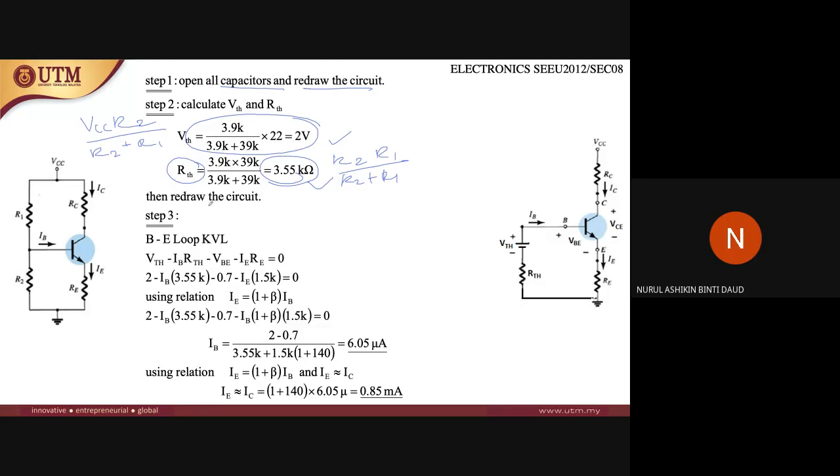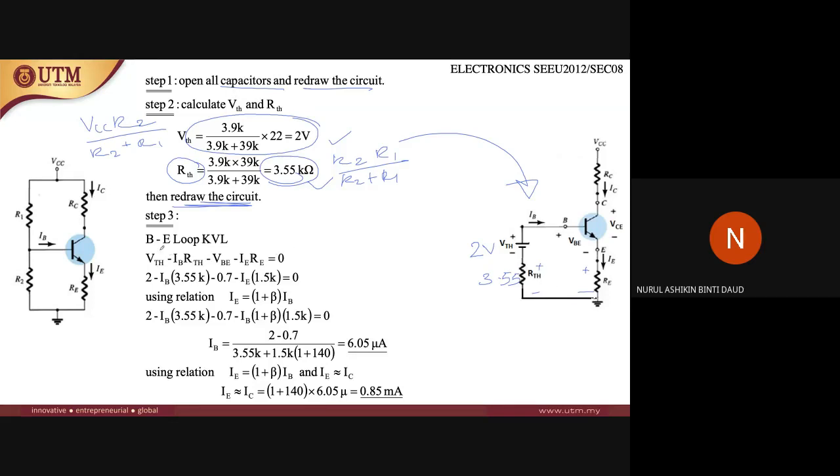Okay, and then redraw the circuit. Once you get these values, you need to redraw the circuit, so it will look like this, where the value of VTH now is 2 volts and the value of RTH now is 3.55. So this is positive, this is negative. Current flows from positive to negative.